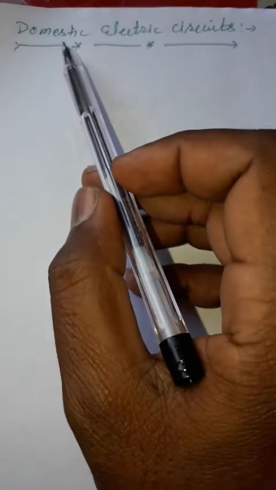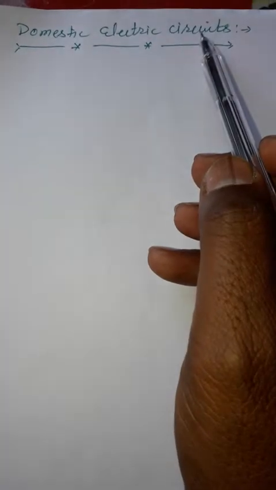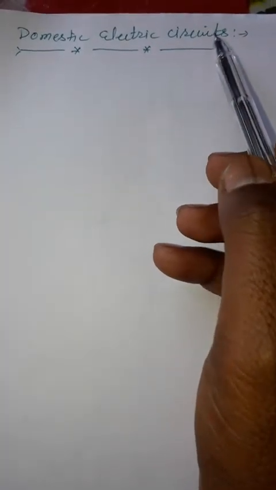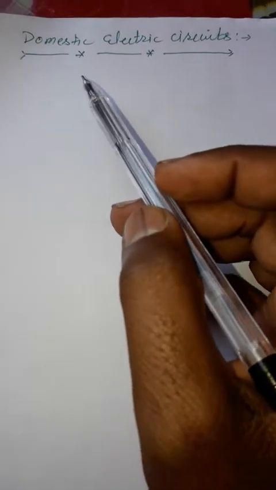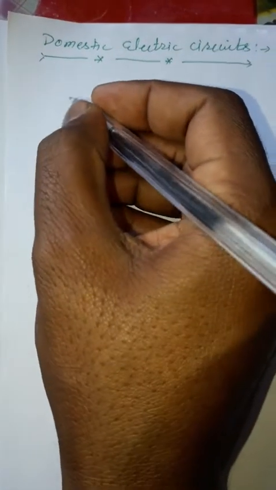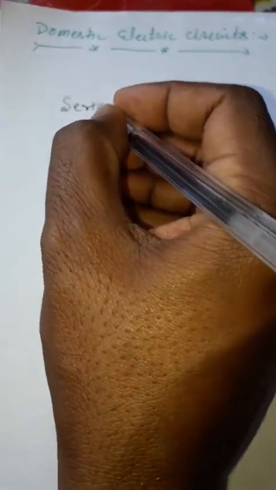Good morning, students. Our topic today is domestic electric circuits. In this topic, we try to understand in which kind of connection our home appliances are connected in the circuit, whether it is in series or in parallel combination.